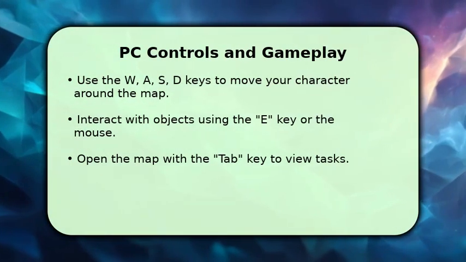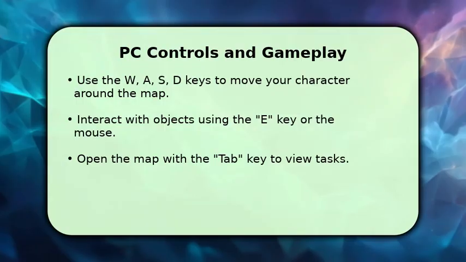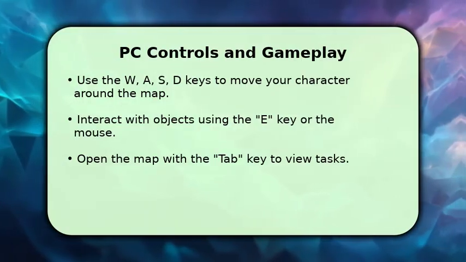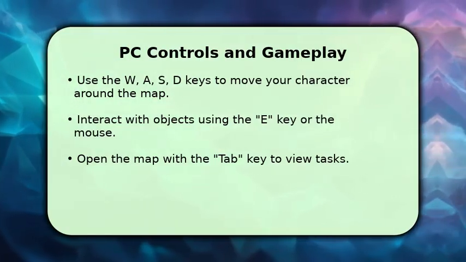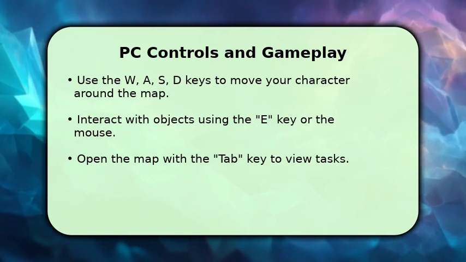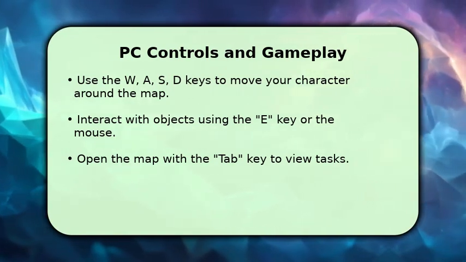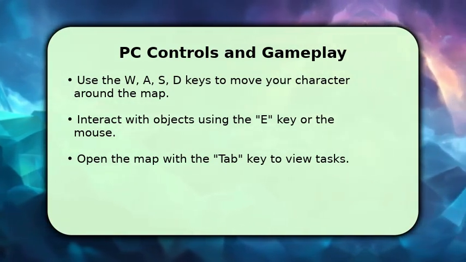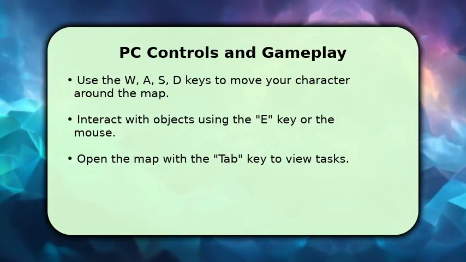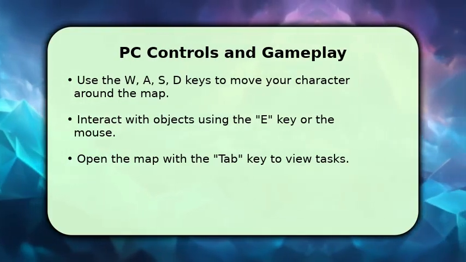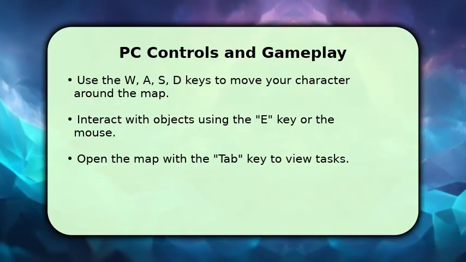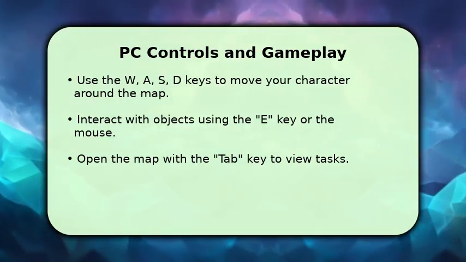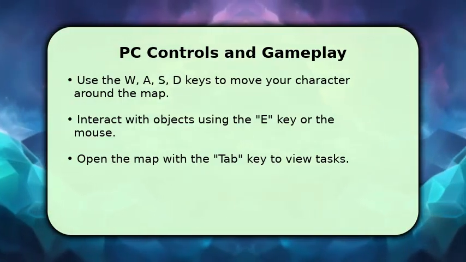Once in the game, movement is intuitive using the W, A, S, and D keys on your keyboard. To interact with tasks or report bodies, simply press the E key or click with your mouse. The Tab key will bring up your map, showing your current location and pending tasks. During emergency meetings, you will use the in-game chat to discuss suspicions and vote, making communication key to victory.